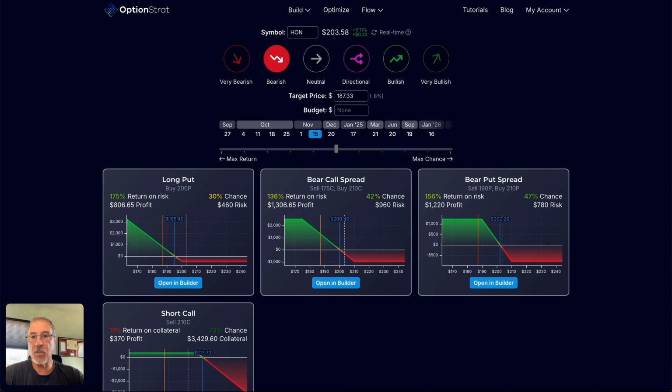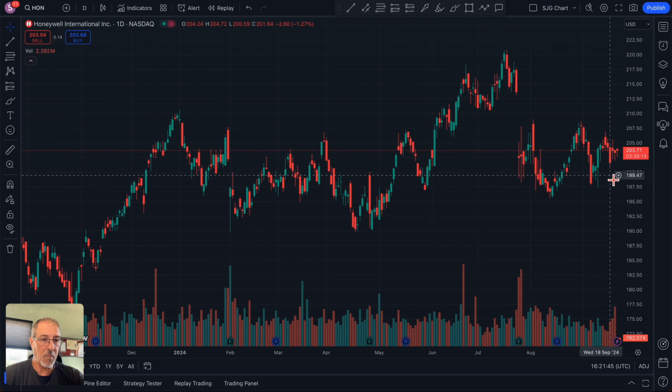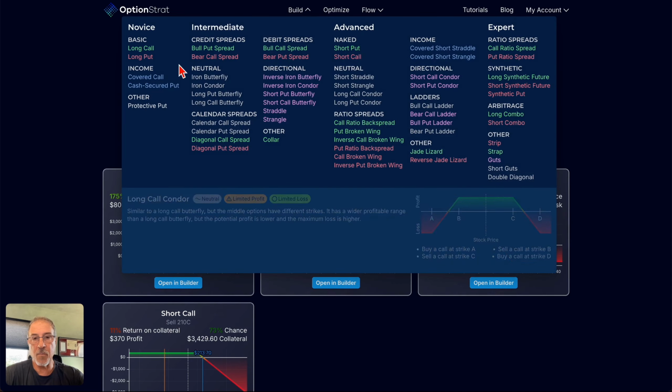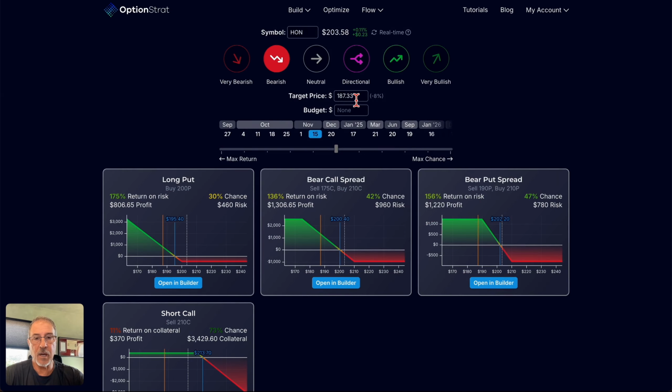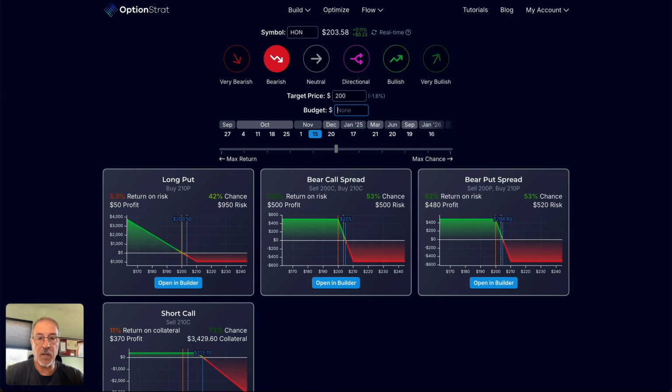It's currently at 203. If I were to put a target price, I would think maybe around the 200 mark, something like that. I don't need to put that in there, but let me just put that in and see how that changes the configuration of the trades. So I can see now, if that is my premise, that I think it might go down to 200 or so.